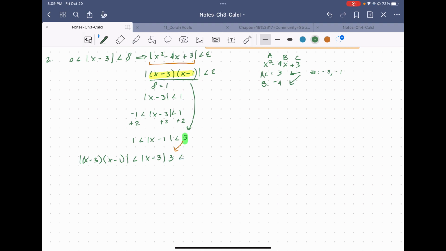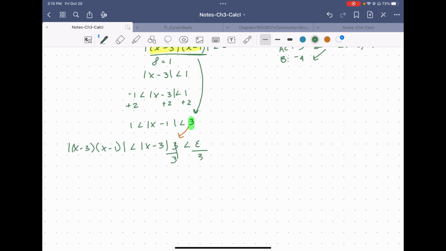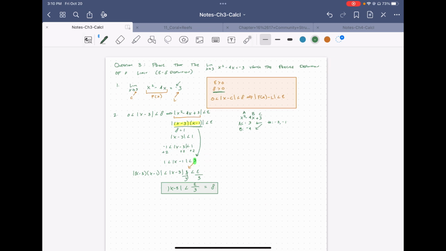You will see why in a second, because at this point we need to solve to get the x minus 3 by itself. By doing that, we're going to divide by this 3 on that side. So now we have x minus 3 is less than epsilon over 3. And that equals our delta as well. So this is the final product, and these are all the steps.